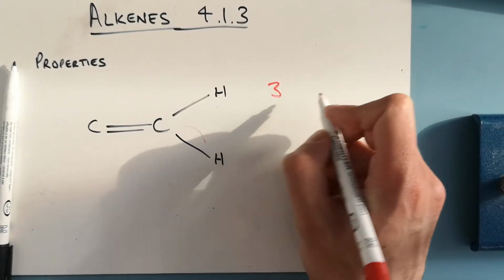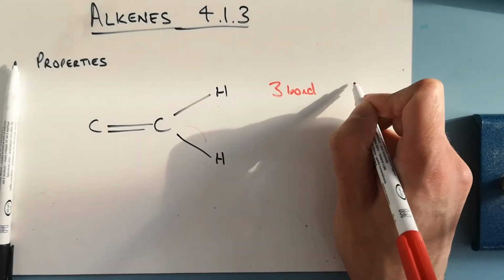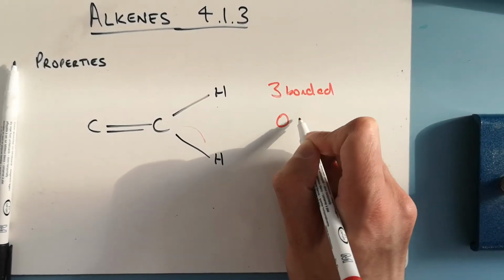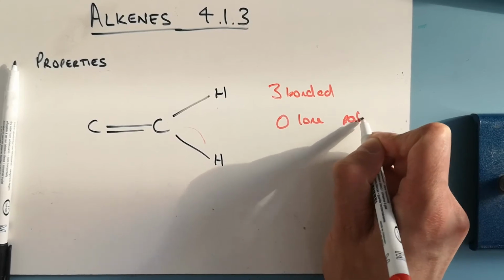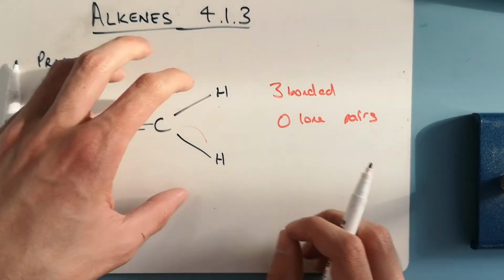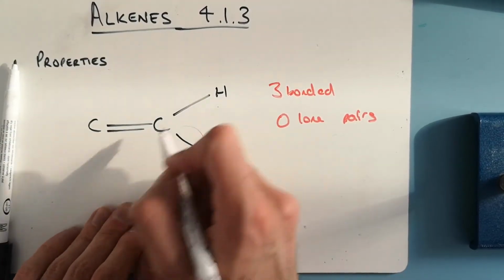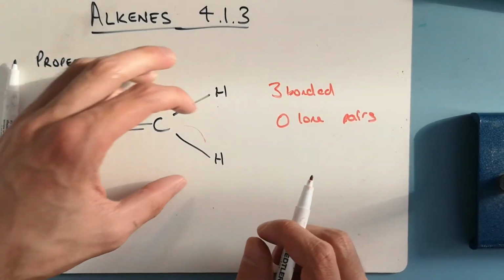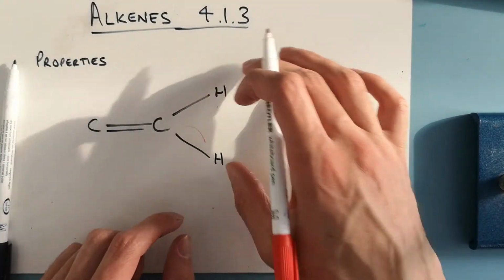Essentially we're saying it's got 3 bonded pairs and 0 lone pairs, and so we get a planar shape, and it's a triangle, if maybe a little bit skewed on this side.